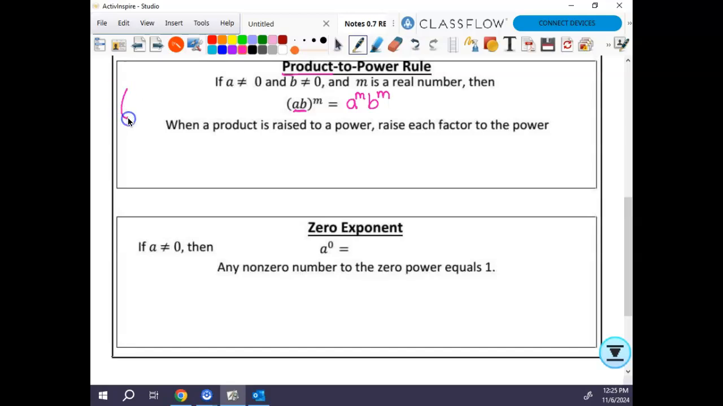Here's what it is not. If I have a plus b to the m power, this is not a product. Do you see how this is different than this? This is one term, this is two terms. So I get to distribute the m here. I do not get to do that here. This does not equal a to the m plus b to the m. That gets you thrown in math jail real quick, okay?